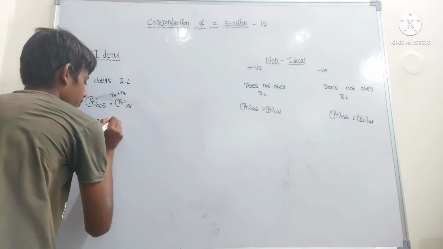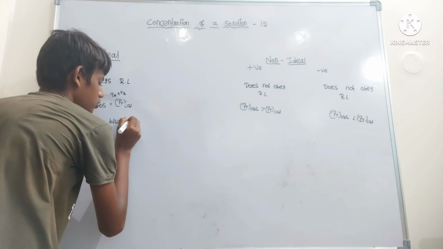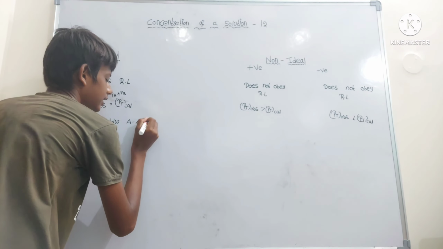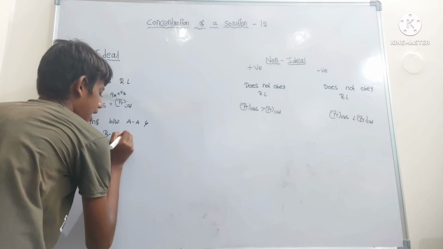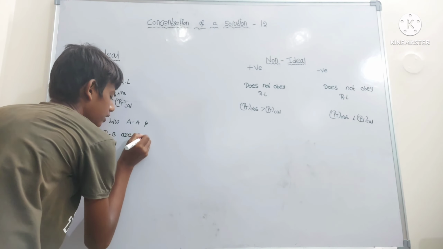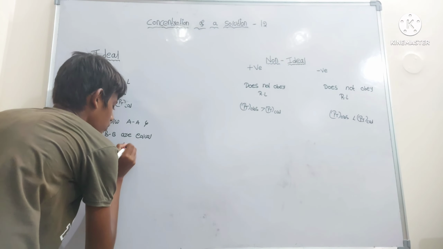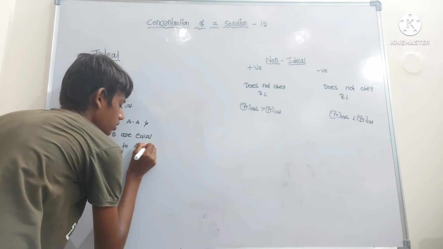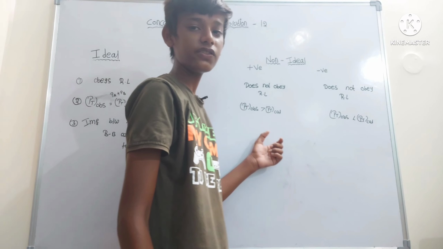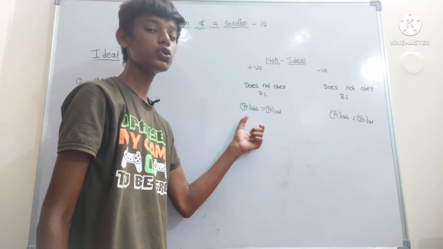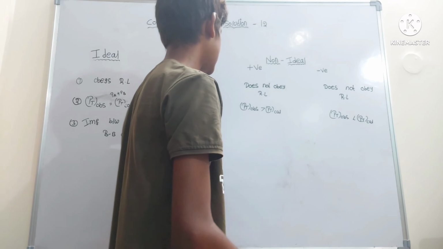Third point, IMF, intermolecular forces between solvent and solute are equal to solvent and solute in an ideal solution. In positive deviation, IMF between solvent and solute are greater than solvent and solute.